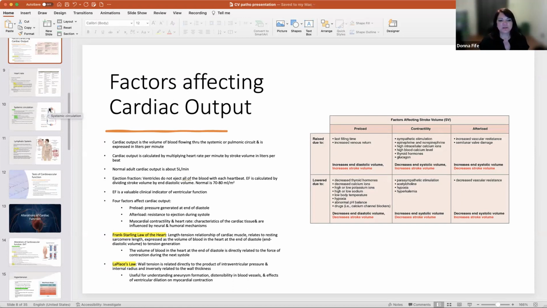Ejection fraction: ventricles do not eject all of the blood with each heartbeat. Ejection fraction is calculated by dividing stroke volume by end diastolic volume, and normal is about 70 to 80 percent. Ejection fraction is a valuable clinical indicator of ventricular function.